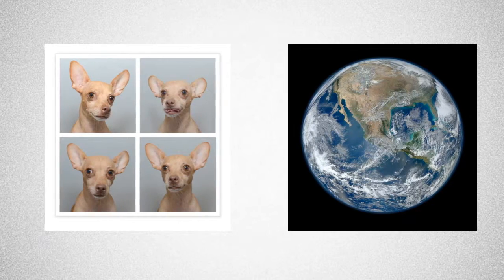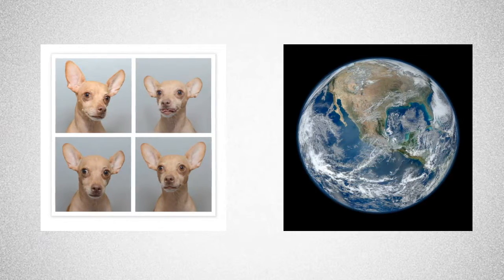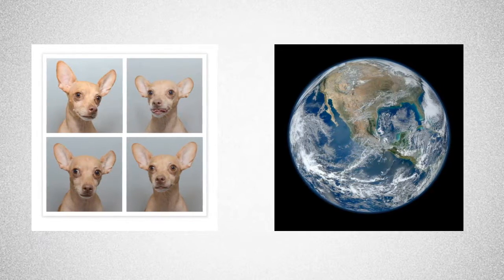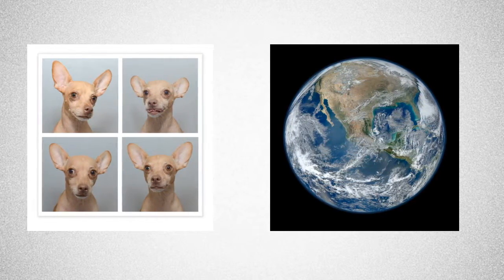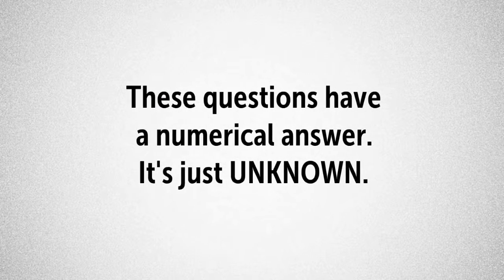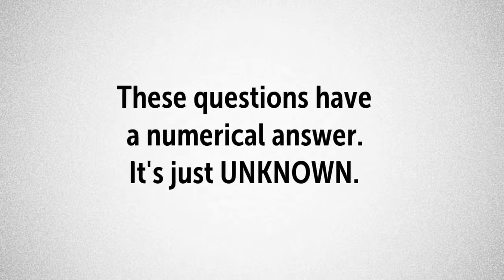Some questions can't be answered with an exact amount. For example, what year was the first Chihuahua born? How old is the planet Earth? These questions also have numerical answers. It's just they're unknown. Pause again at this moment to think of a few questions that are difficult to answer, maybe unknown, and think of how you might respond to them.